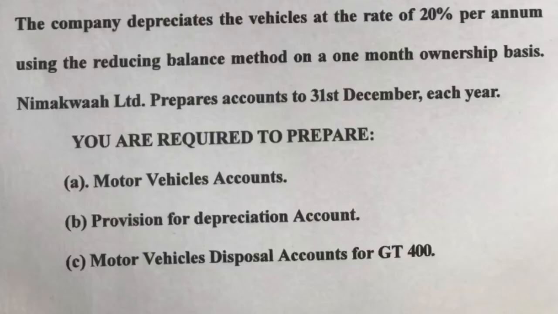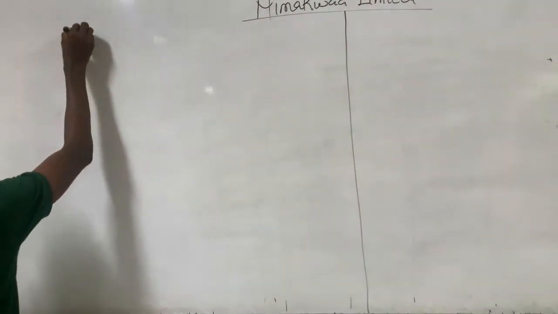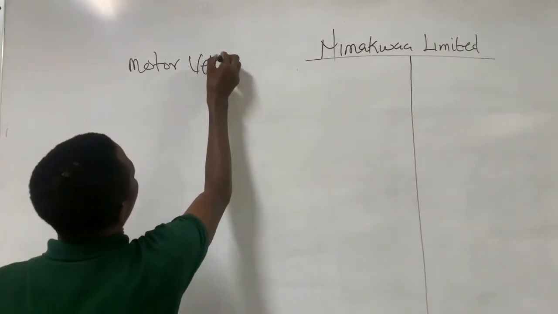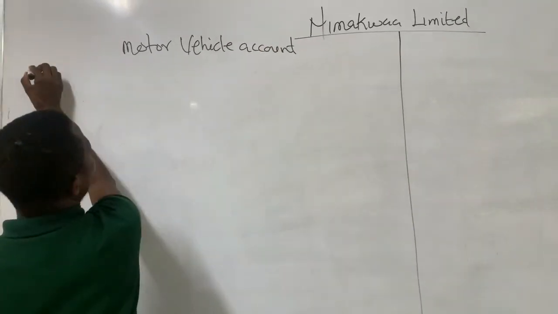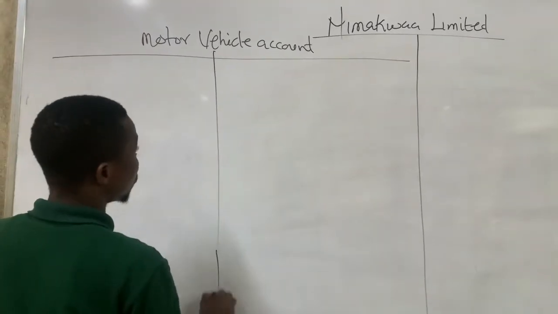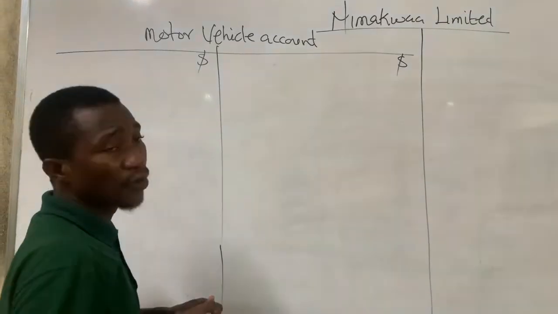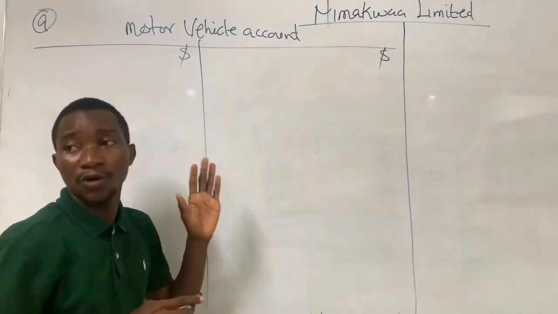The first requirement says that we should prepare the motor vehicle account. Is that okay? The motor vehicle account in dollars. This motor vehicle account is requirement A, and I will say that the motor vehicle account is a cost account.